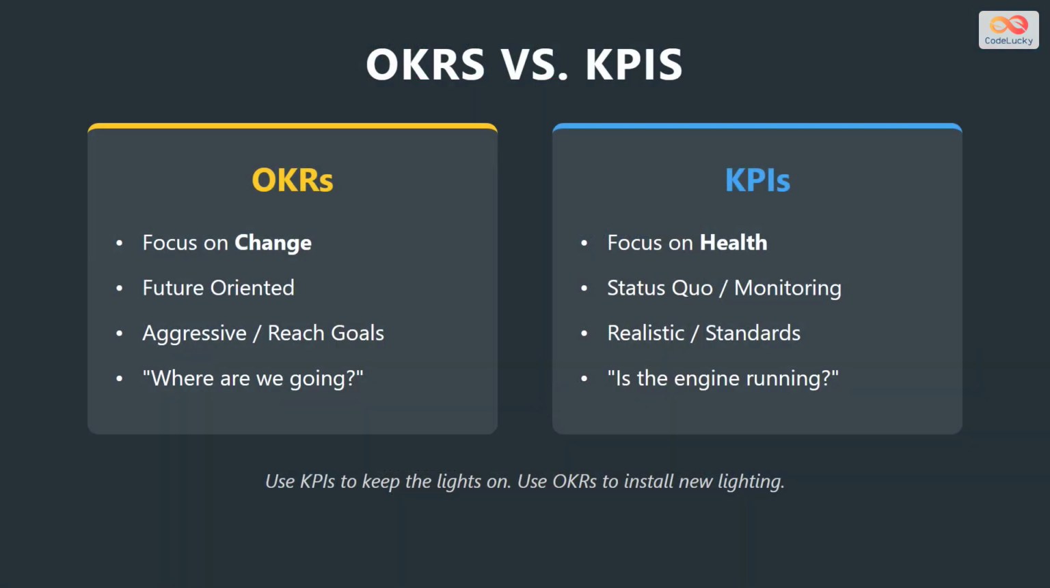A common question is, how are these different from KPIs? Think of it this way. KPIs, or key performance indicators, track the health of your business, like keeping the engine running. OKRs are about change and growth, like installing a new, faster engine. They are future-oriented and aggressive.